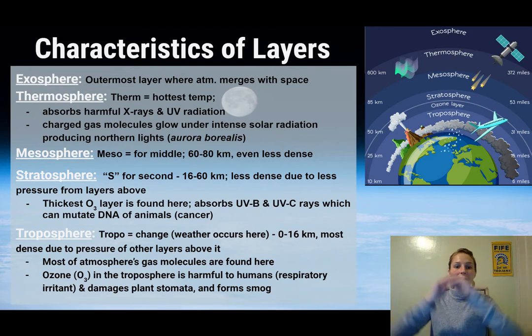So the exosphere is the outermost layer, and this is going to be where our atmosphere starts to basically merge with space.